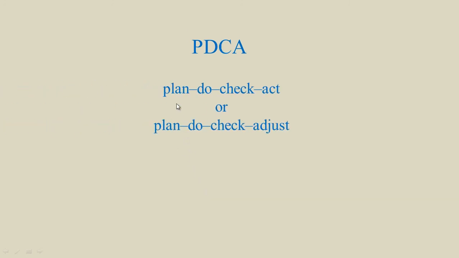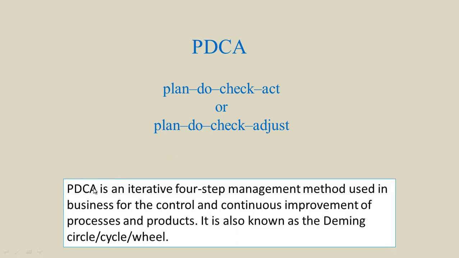PDCA, Plan Do Check Act, or Plan Do Check Adjust. PDCA is an iterative 4-step management method used in business for the control and continuous improvement of processes and products. It is also known as the Deming cycle, circle, or wheel.